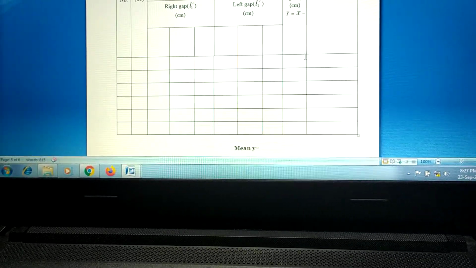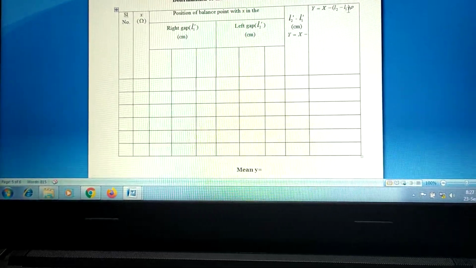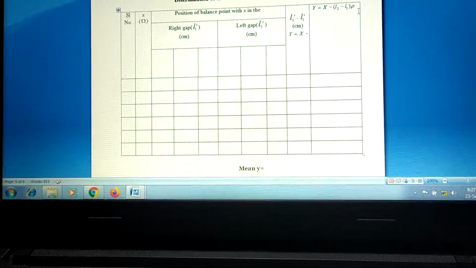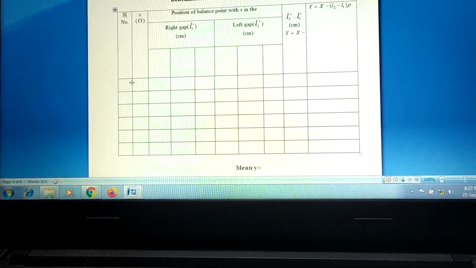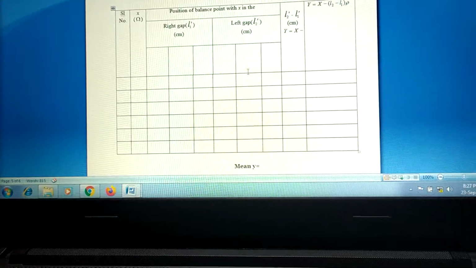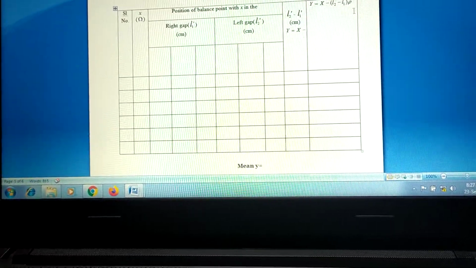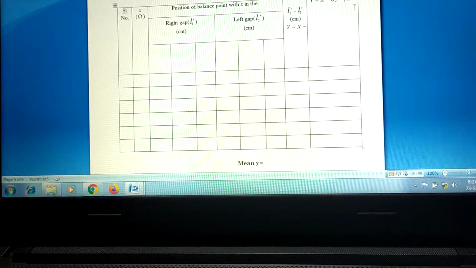So you calculate the difference, L2 prime minus L1 prime, and you calculate the value Y, that is Y equals X minus (L2 prime minus L1 prime) into rho. X is 1 ohm, L2 prime and L1 prime we have already calculated, and the mean rho you have already calculated, so you calculate the value of Y.